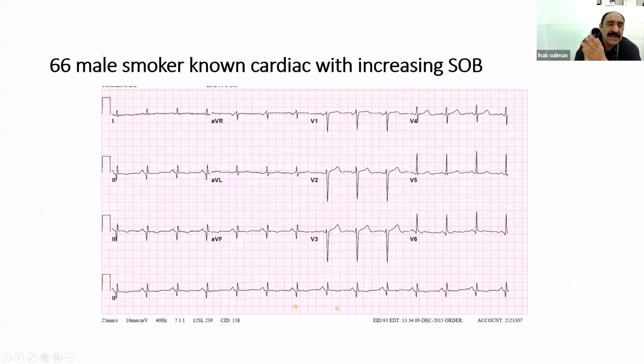So a 66 years old male, smoker, came to the ER with increasing shortness of breath. And he told you, Doctor, I am a heart disease patient. I have done cardiac catheterization before. They have put a stent into one of my coronary arteries. And now I am having shortness of breath. And that was his ECG. So any comment on the ECG, and can the ECG explain his presentation or not? Any suggestion from you?